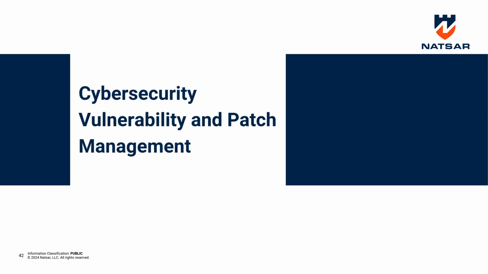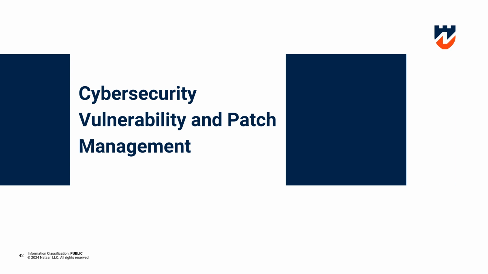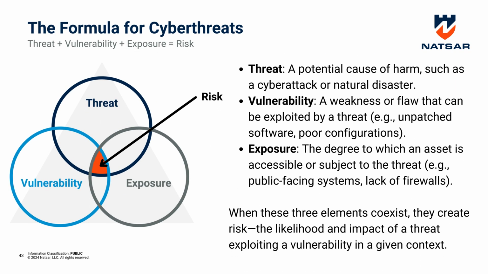Now let's go on to the second module to talk about cybersecurity, vulnerability, and patch management specifically. There is a formula for cyber threats, and we just went through it in those pictures that I was showing you earlier, and that's threat plus vulnerability plus exposure equals the risk. So in the diagram I have on the left, you see the overlapping Venn diagram looking thing there with risk really in the middle. Is how does the threat, the vulnerability, and exposure come together to give you the risk that you need to address.